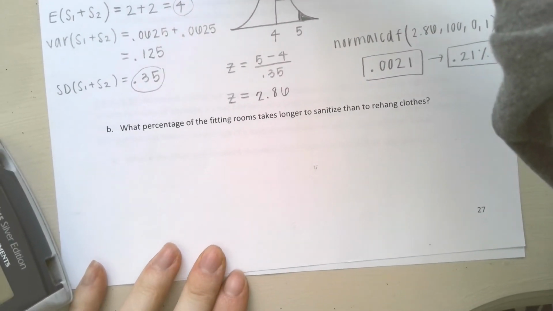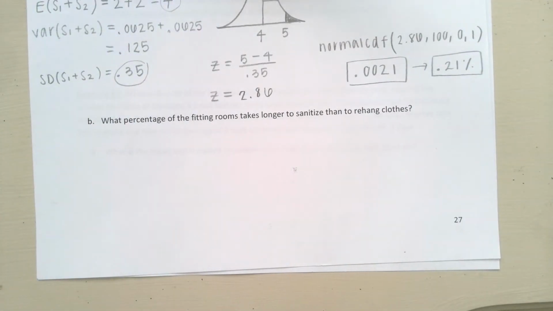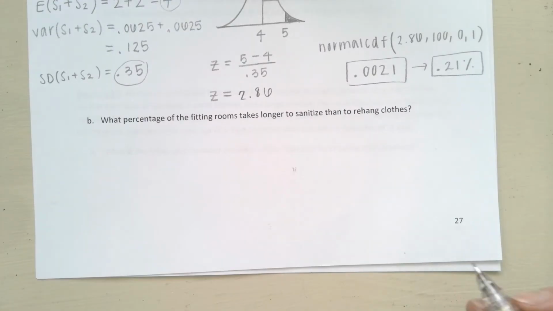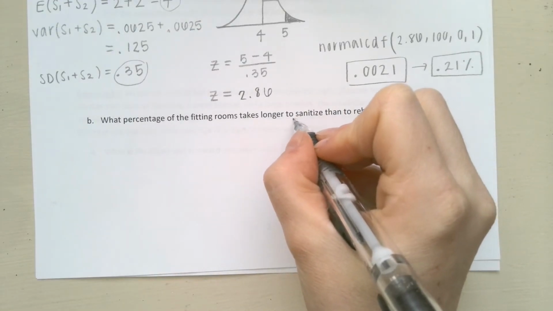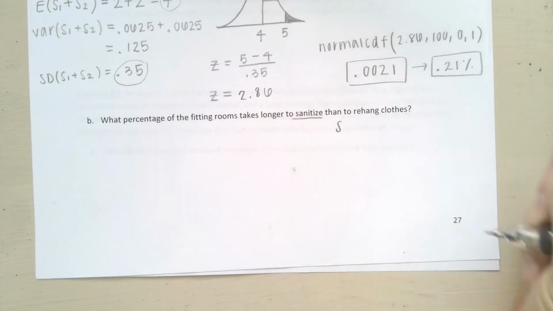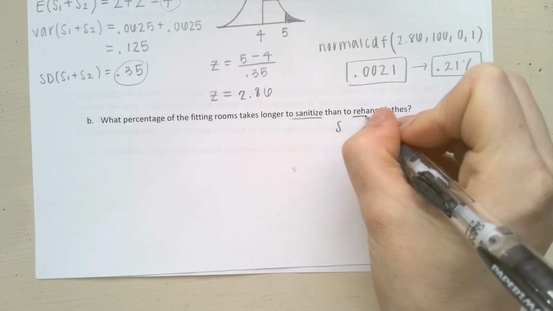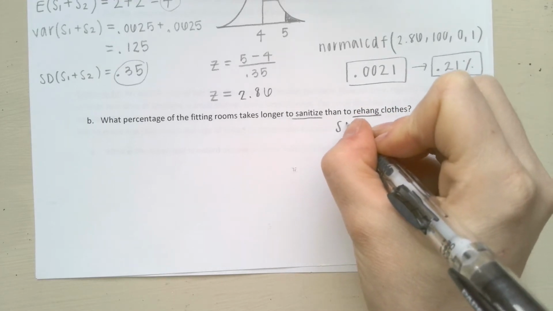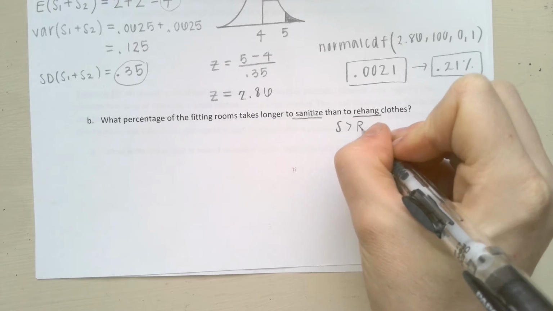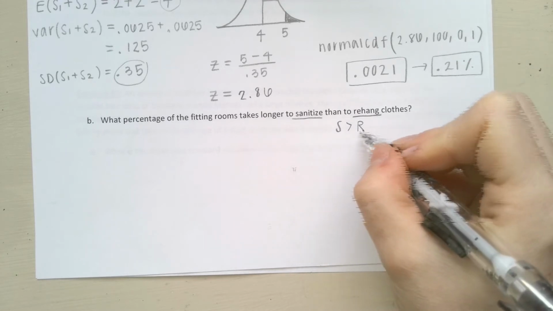Part B says, what percentage of the fitting rooms take longer to sanitize than to rehang? So I'm looking at what are the chances that it takes Brooke longer to sanitize. So if I'm thinking about my random variables, I'm using S. It takes her longer to do that than to rehang. So my sanitizing needs to be greater than rehanging.